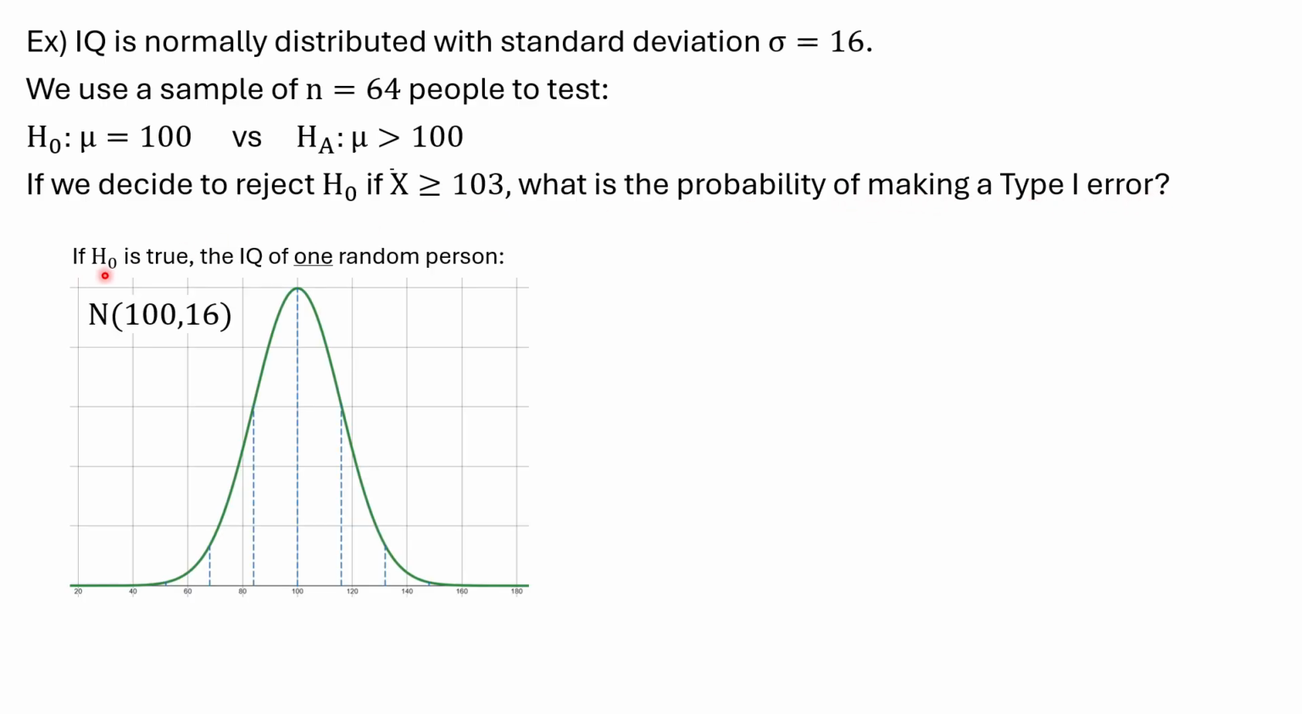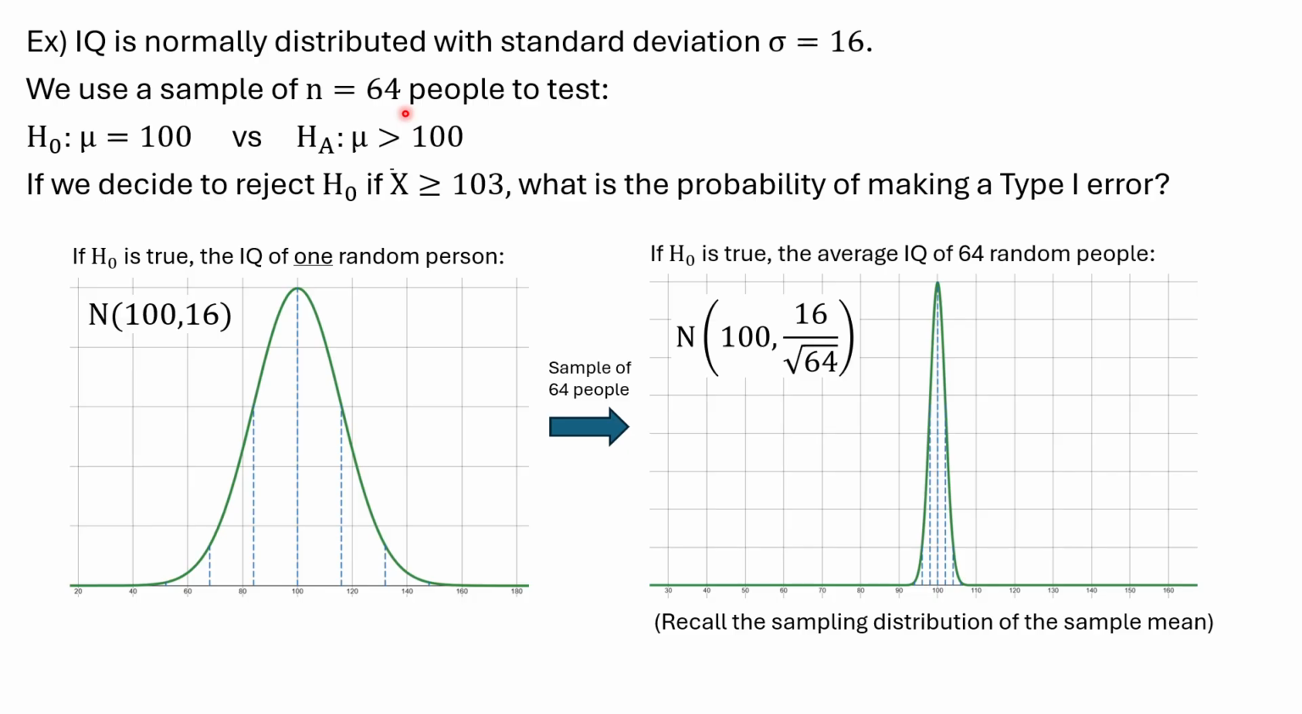Well, if H0 is true, the IQ of one random person, if we have a mean of 100 in the population, will be normally distributed with the same mean 100 and the given standard deviation sigma of 16. Now, if we take the average of 64 people's IQs, the average is going to be much closer to the center. In fact, the standard error will be 16 divided by the square root of 64, so the new standard deviation will be 16 over 8, which is 2.